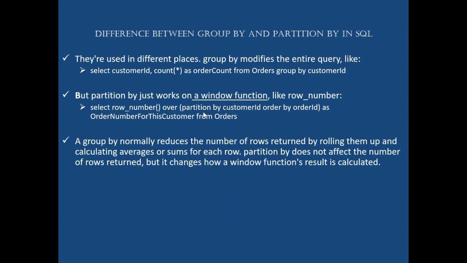A group by normally reduces the number of rows returned by rolling them up and calculating average or sum of each row. Partition by does not affect the number of rows returned, but it changes how a window function result is calculated. I know many people are not aware of this. Whoever knows SQL, they know, but whoever is not aware of SQL, even if I explain this, you will not be able to understand. That's why I'll show you the windowing functions and group by practically. Allow me some time.